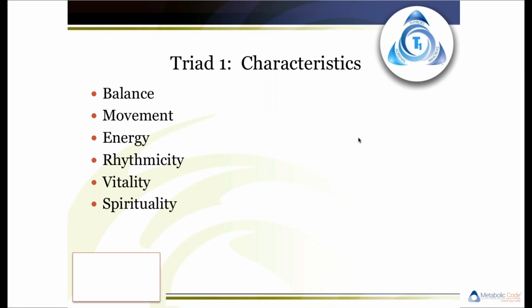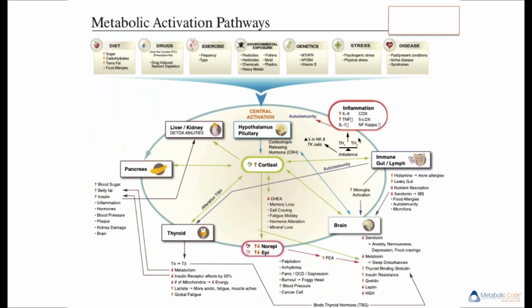So when they're functioning normally, we see good balance in people's lives. There's plenty of movement, and we're doing things we want to do, and they have energy, and there's a rhythmicity to these hormones, that they go up and they go down the way they're supposed to. And so as a result, people feel vital and well, and we have meaning and purpose in our lives.